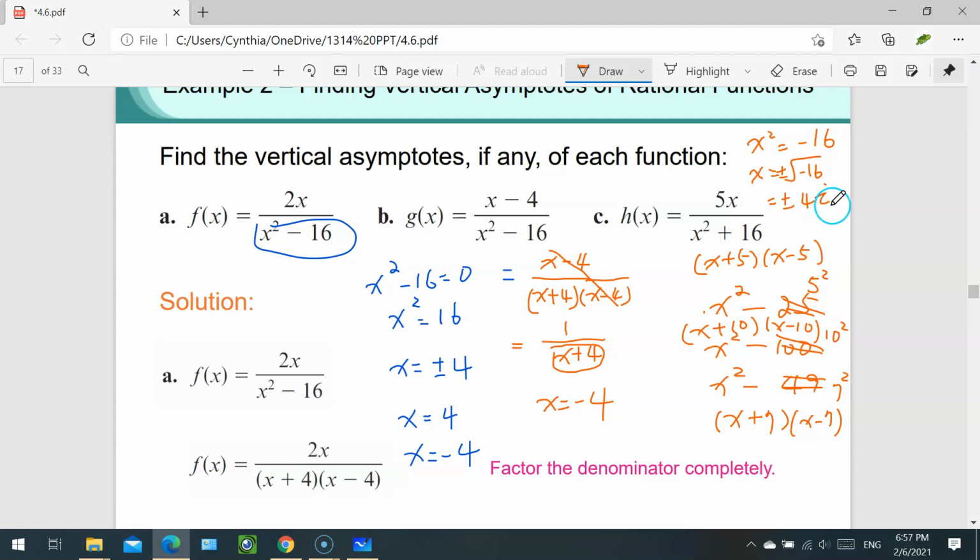Now keep in mind, i is an imaginary number. We cannot find this point on your x-axis. So in that case, your h function has no vertical asymptote. Even though we solve for it, this number is a non-real number, we cannot take it. So there's no vertical asymptote for your example C.